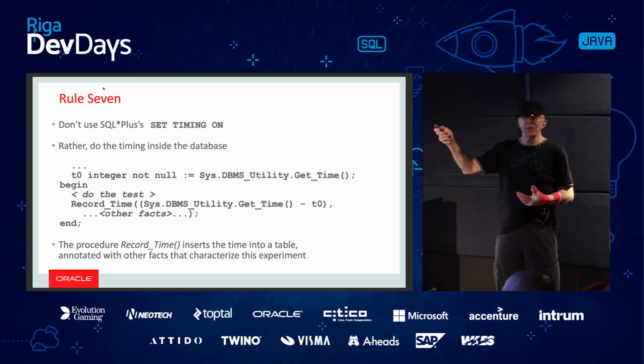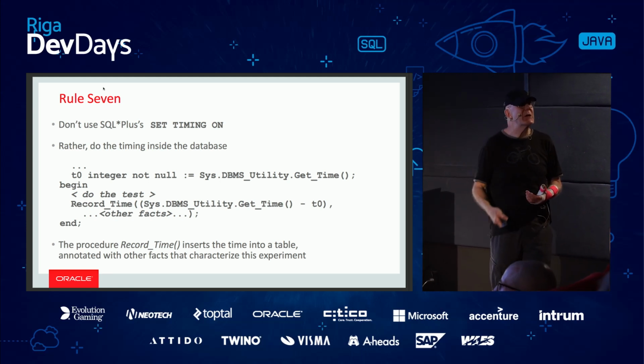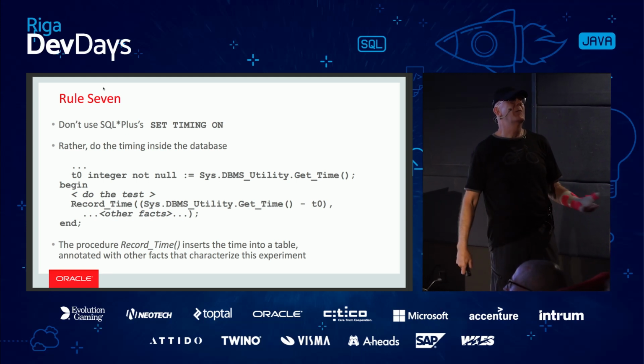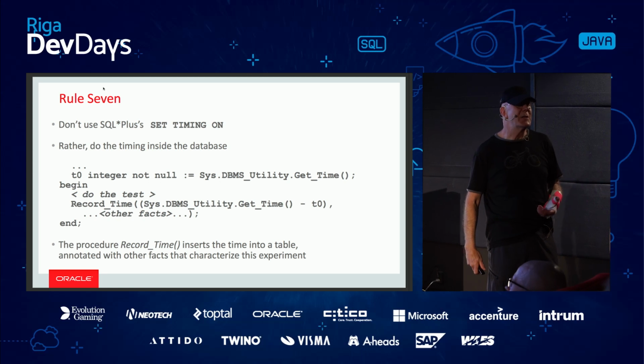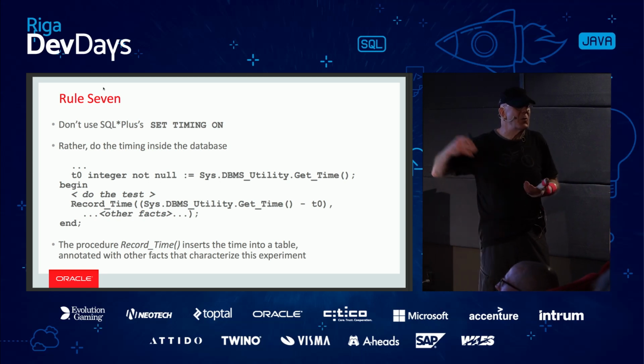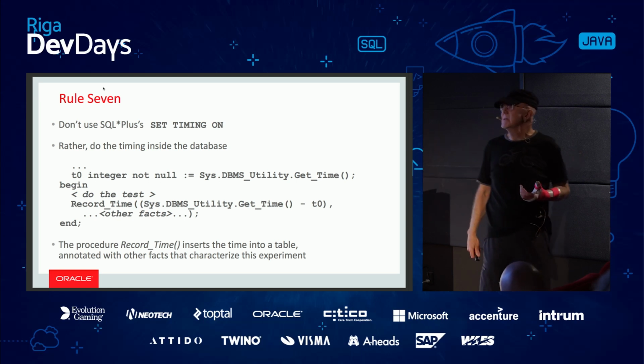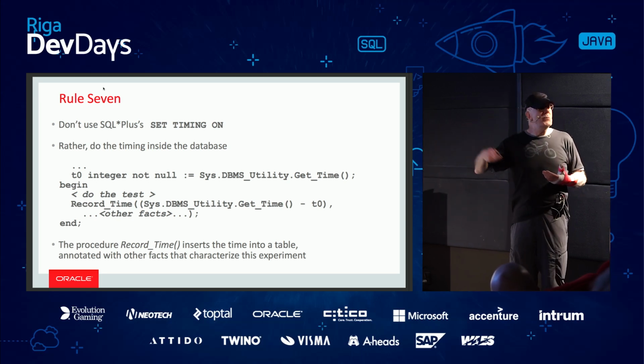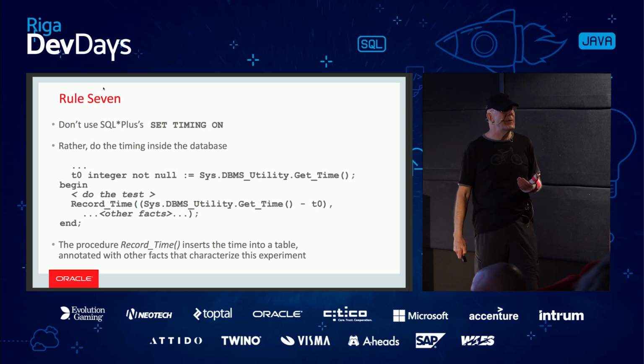Okay, then. So this procedure, record time, is going to put the time in a table, presumably one with a synthetic surrogate key on it of an identity thing, because this is all new in 12.2 in my case, and annotate it with the other salient facts about the experiment.